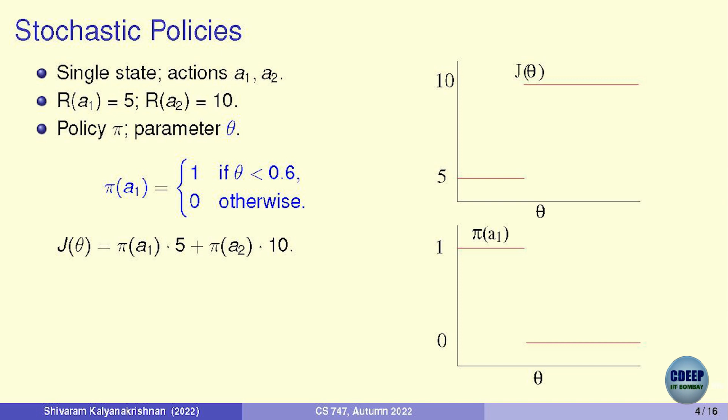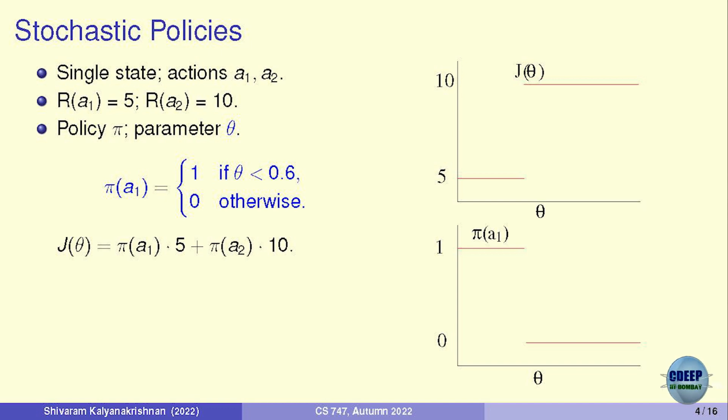Turns out that this pi is parameterized by this number theta. Here's how pi works. Pi of A1 means the probability with which this policy pi is going to take A1. If theta is less than 0.6, it's going to take A1. If theta is greater than or equal to 0.6, it's going to take A2. It's got to take one of these two actions. So this is saying probability one for A1 and zero for A2 if theta is less than 0.6, and the other way around otherwise. That's what pi is doing.